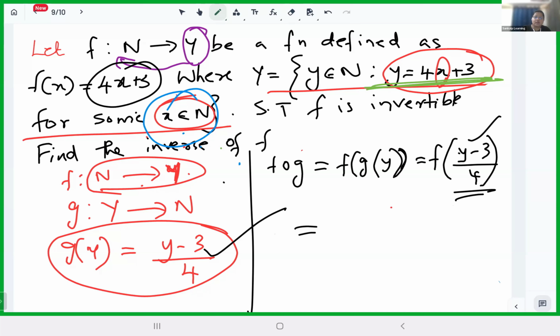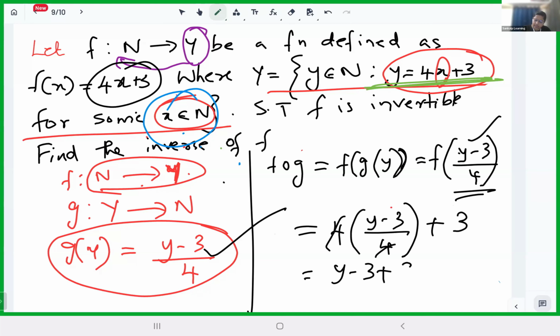So, replace x with (y minus 3)/4. This will become 4x. In place of x, it will be (y minus 3)/4. So 4 into x is 4 into (y minus 3)/4, plus 3. Okay, so this one gets cancelled. Isn't it? y minus 3 plus 3, minus 3 plus 3 is 0. That is equal to y.